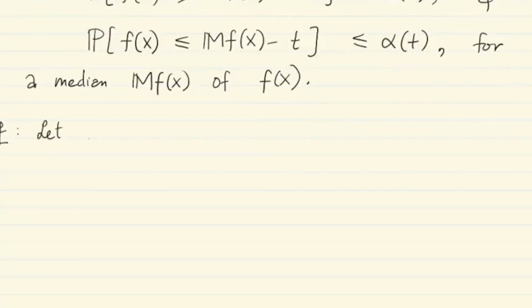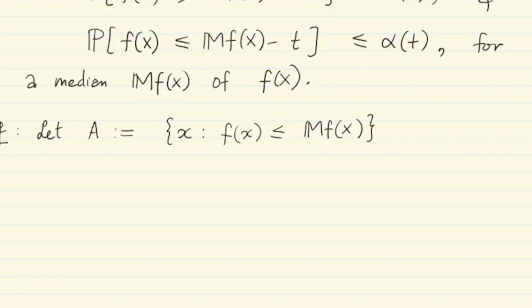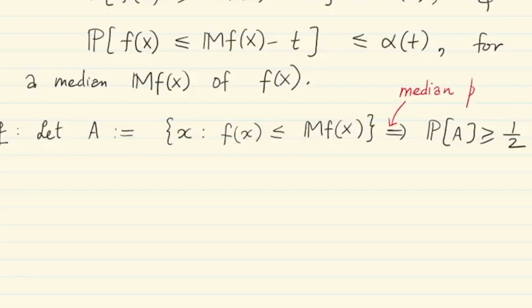So define A as the set of all x. Let's show the first inequality. If you define A as the set of all points x where f of x is at most its median, M f of capital X as a random variable, then by definition we know that the probability of A is at least half. This is by the median definition.